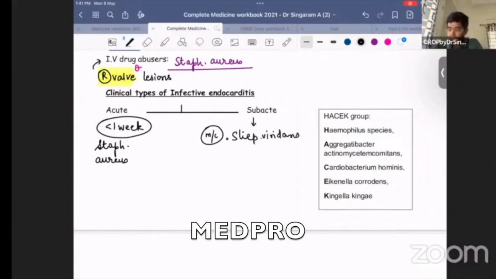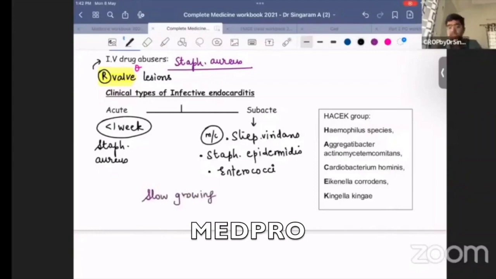But there are other groups also, like Staphylococcus epidermidis, which also causes subacute endocarditis. One more important group is enterococci, which is also a part of Streptococcus. That's what all these cause subacute. And one more is something called slow-growing organism endocarditis. Slow-growing means they take a very, very long time, even up to 1 month, for the infection to occur.